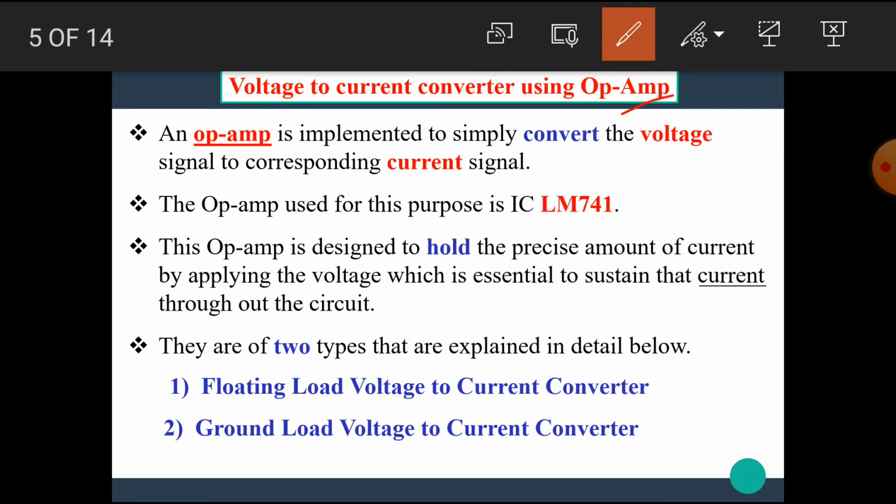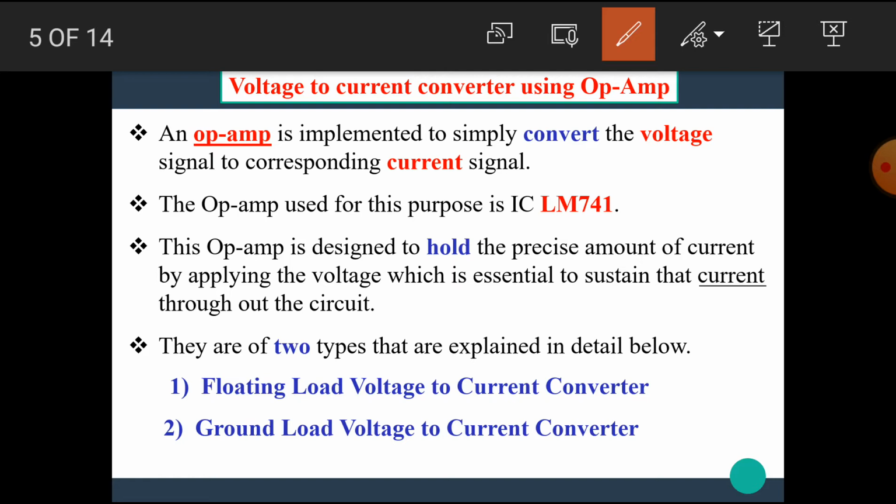We know that the operational amplifier is used for many operations like addition, subtraction, integration and differentiation. Also, the operational amplifier is used for the conversion of voltage to current, and similarly current to voltage. In this video, we are going to see the details about the voltage to current converter by using the operational amplifier. Let's start our topic.